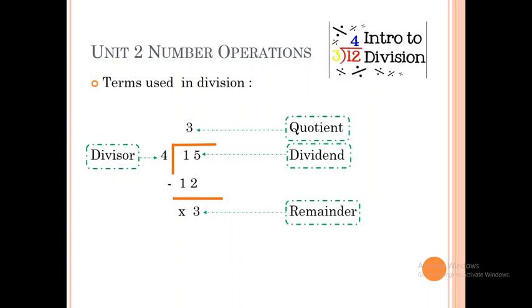Again revise the terms. The number to be divided is called dividend. The number which divides is called a divisor. The result of division is called quotient, and the amount or the number that is left without division is called remainder. These are the 4 basic terms that you will use in the exercise while you are going to solve sums of division.